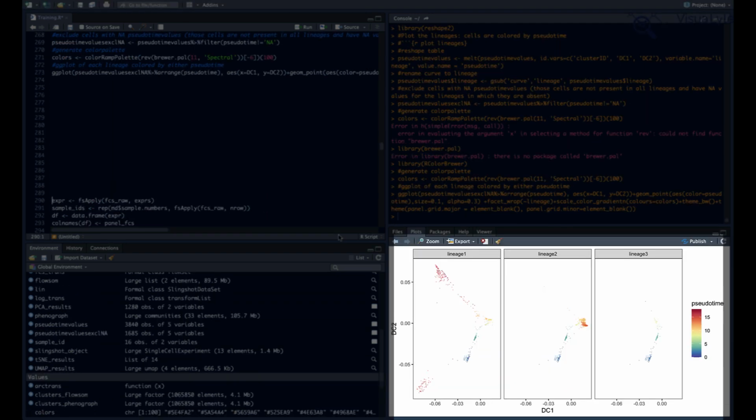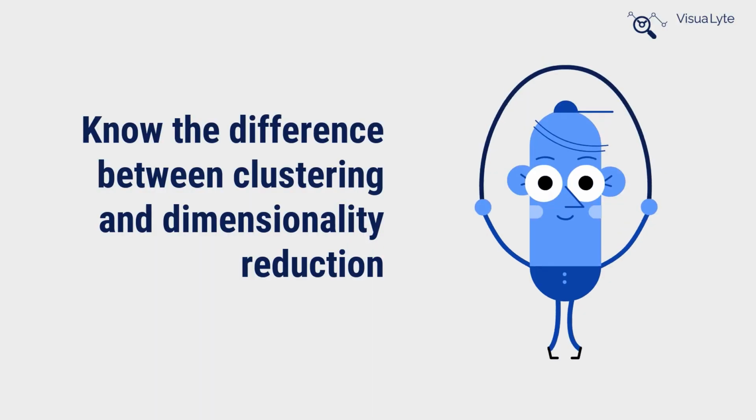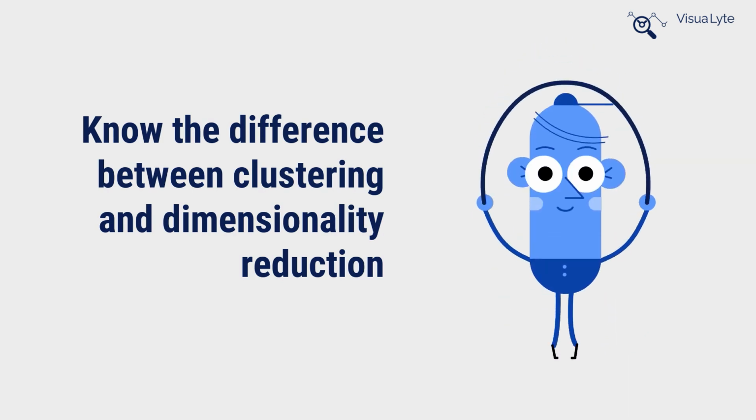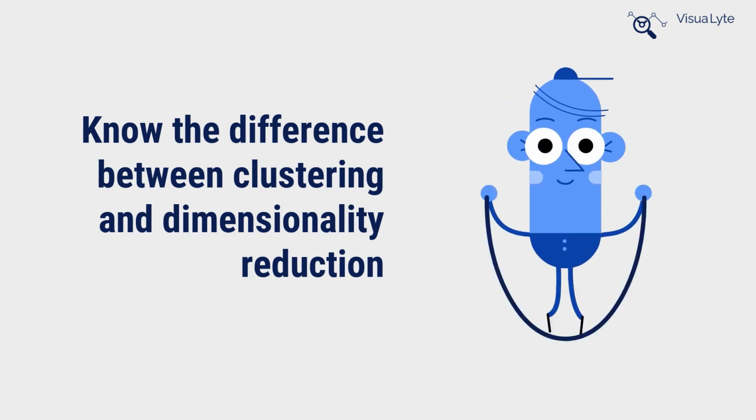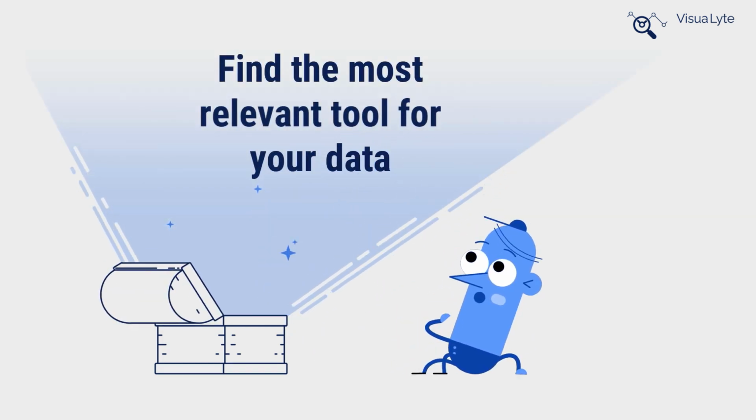At the end of this course, you will learn how to investigate lineage between clusters and see how naive cells are shaped into more activated phenotype. You will understand the difference between clustering analysis, dimensionality reduction, and you will learn how to find the most relevant tool for your data.